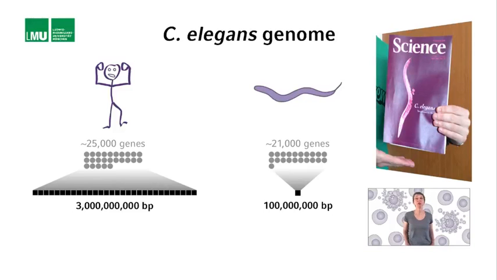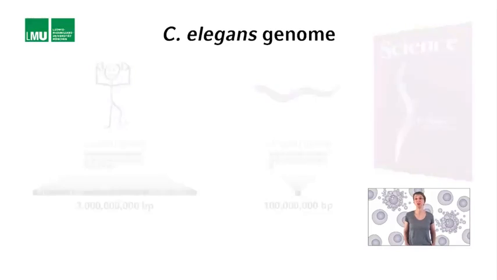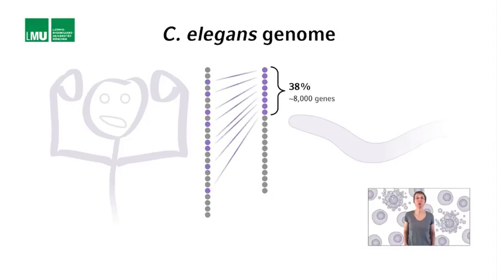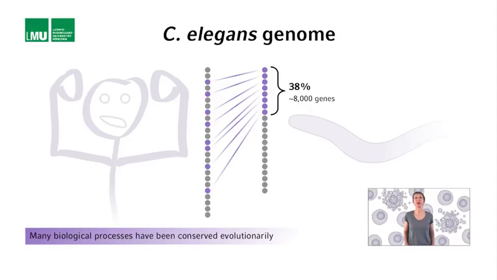How similar are the genomes of C. elegans and humans? Or let me put the question differently. How many of the 21,000 C. elegans genes have counterparts or orthologs in the human genome? A recent study suggests that about 38% of all C. elegans genes have orthologs in humans. That's more than 1/3. This finding confirms that many biological processes have been conserved evolutionarily from at least C. elegans to humans.